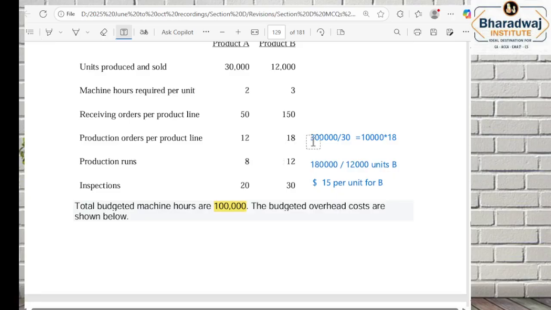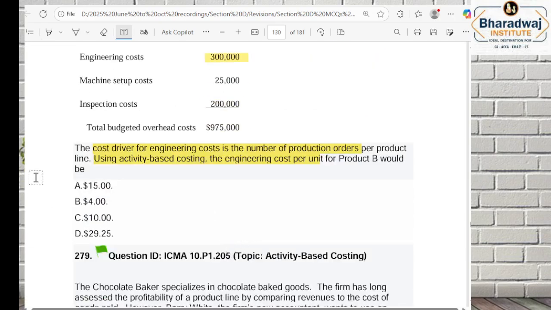Done. So 3 lakh divided by 30 is 10,000; 10,000 into 18 is 1,80,000; divided by 12,000, we get 15. Answer is A.